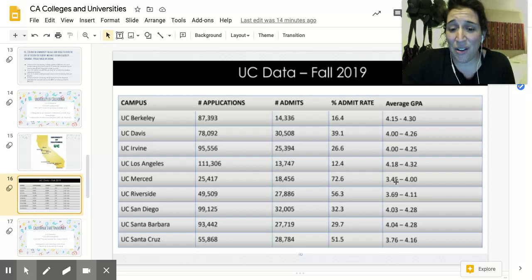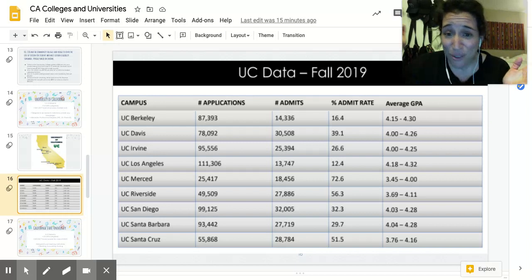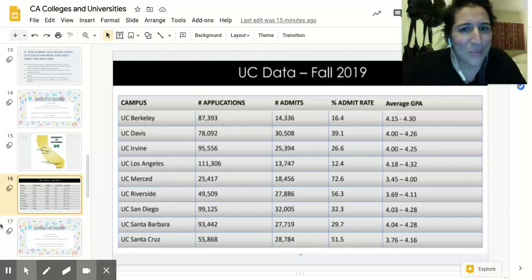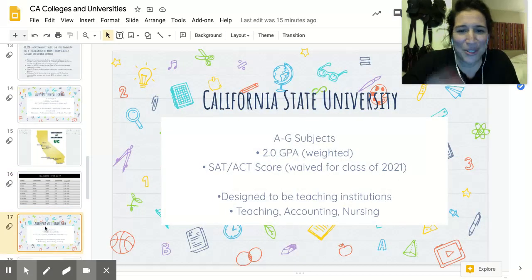And the GPAs there are 3.45 to 4.0, 3.69 to 4.1 at UC Riverside, and at Santa Cruz is 3.76 to 4.16. So GPA wise, as well as competitiveness, it does look like UC Merced is the most viable. However, it's up to you. If you want to work hard, get that 4.0 cumulative GPA, apply to UC Irvine, you go. Shoot, aim for the stars, right? What's the worst that can happen? You fall and you reach the moon? I don't know. There's a saying like that.